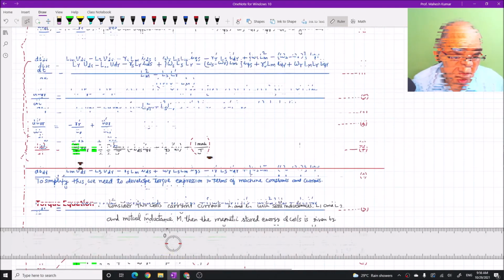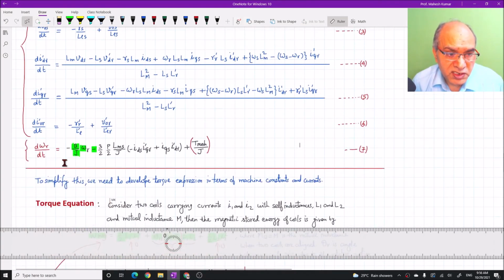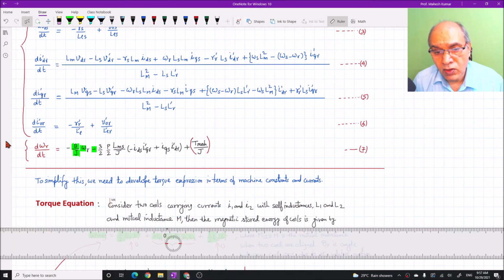So you see there are 6 derivatives for the currents and 1 derivative for the rotor speed. So these equations govern the whole dynamics in terms of the electrical and the mechanical behavior of the DFIG. Now how we solve this system and how the control of the DFIG is achieved, that I will discuss in the next class.